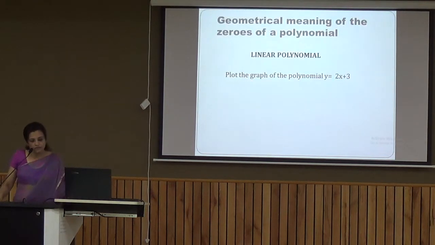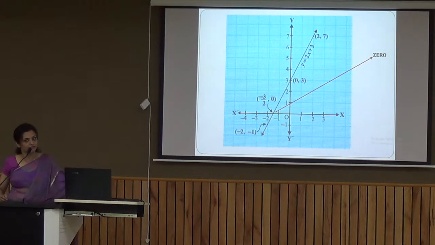Let us see. Geometrical meaning of the zeros of a polynomial. Geometrical meaning here would mean involving the graph. Plot the graph of the linear polynomial 2x plus 3. Now this is a very simple procedure. As we all know, we're going to make tables of x and y and we're going to make the graph like this. Remember, because it's a linear polynomial, it's going to give us a straight line.